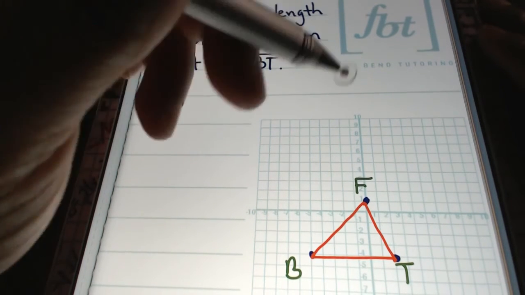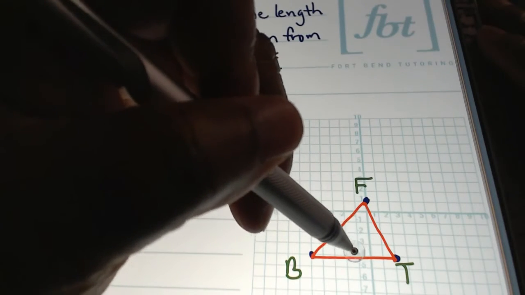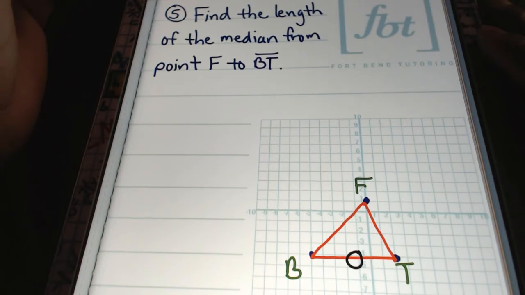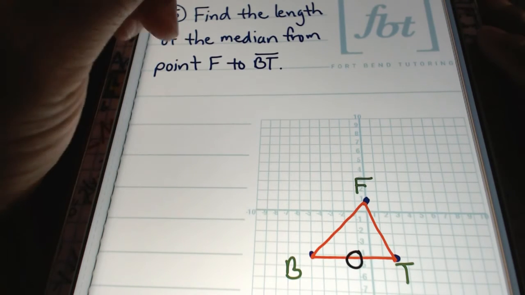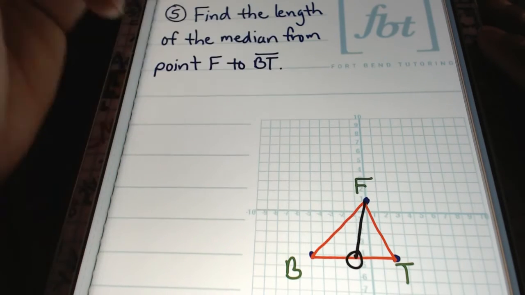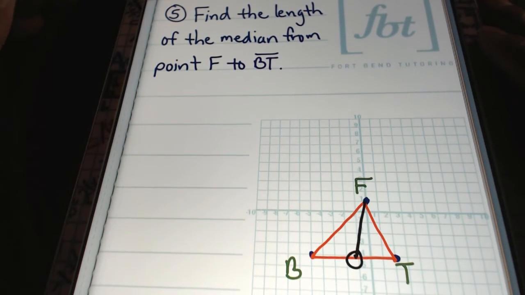So what they're looking for, guys, is to identify where the midpoint is between B and T. There's going to be a midpoint in this area that we need to solve for, and we'll need to find the length of the median from point F to this midpoint on BT. This is the median of the triangle. To find the length of this median, we'll have to combine what we learned about finding the midpoint with the distance formula.